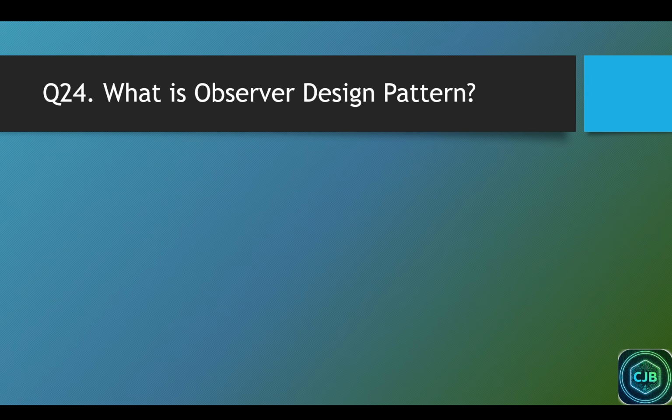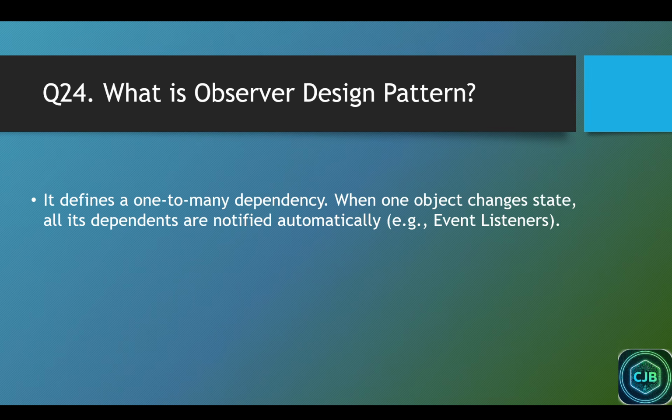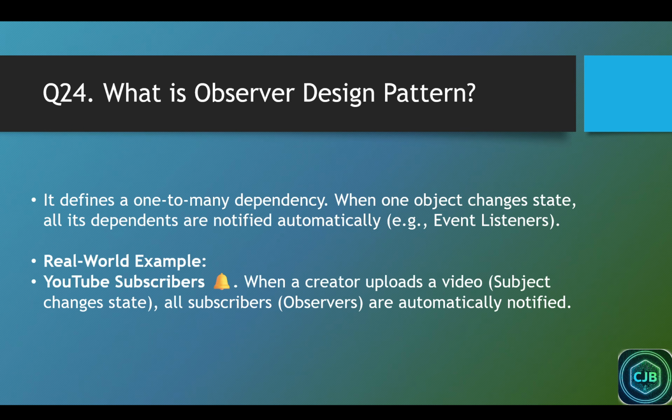What is the observer design pattern? It defines a one-to-many dependency so that when one object changes state, all its dependents are notified automatically. Event listeners. Real world example: YouTube subscribers. When a creator uploads a video, the subject changes state and all subscriber observers are automatically notified.